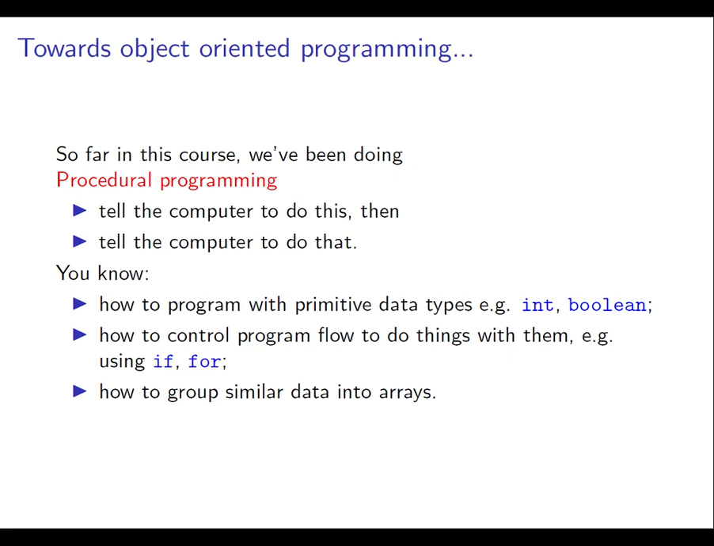Now, so far in this course, we've been doing what's sometimes called procedural programming. So we've been focusing on control flow. We've been saying, how do you tell the computer to do this, and then tell the computer to do that, and so on. You know how to program with primitive data types like int and boolean, and you know how to control program flow using if and for. We talked a bit about arrays, so you know how to group collections of similar data into arrays, and I mentioned that there are many other kinds of collections in Java, but you haven't met those yet.